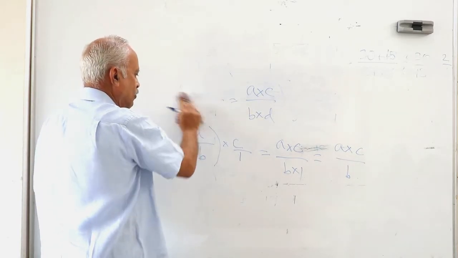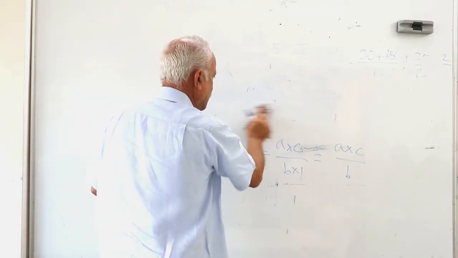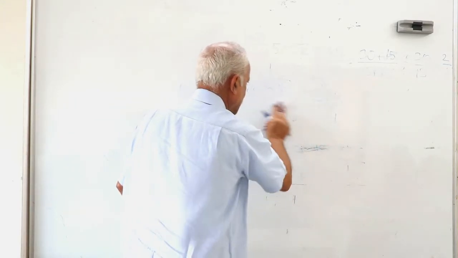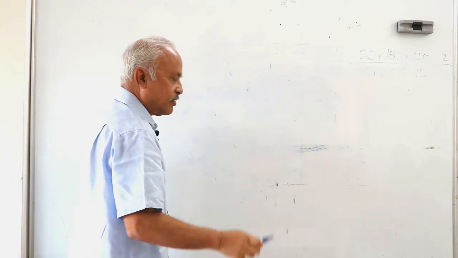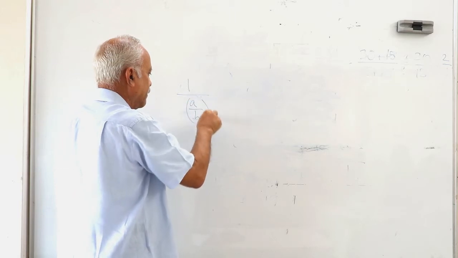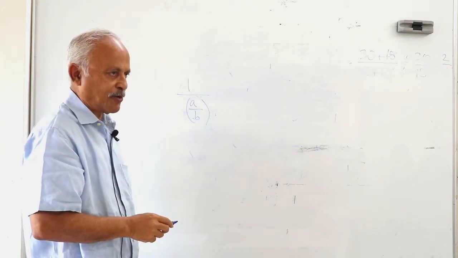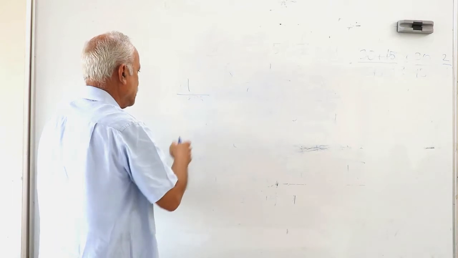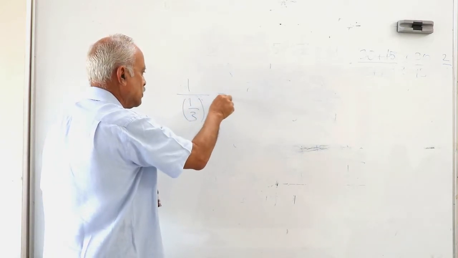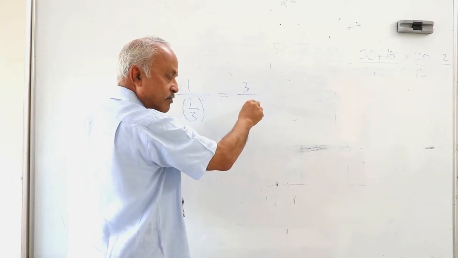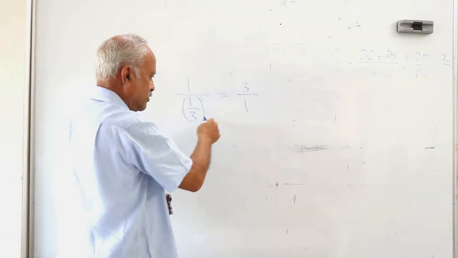I will now give you another bit of revision, a problem which is again revision. Remember, we did what is 1 divided by A upon B. Remember this from our division problem? 1 divided by 1 upon 3 is equal to? 3. As a fraction, 3 by 1, right?